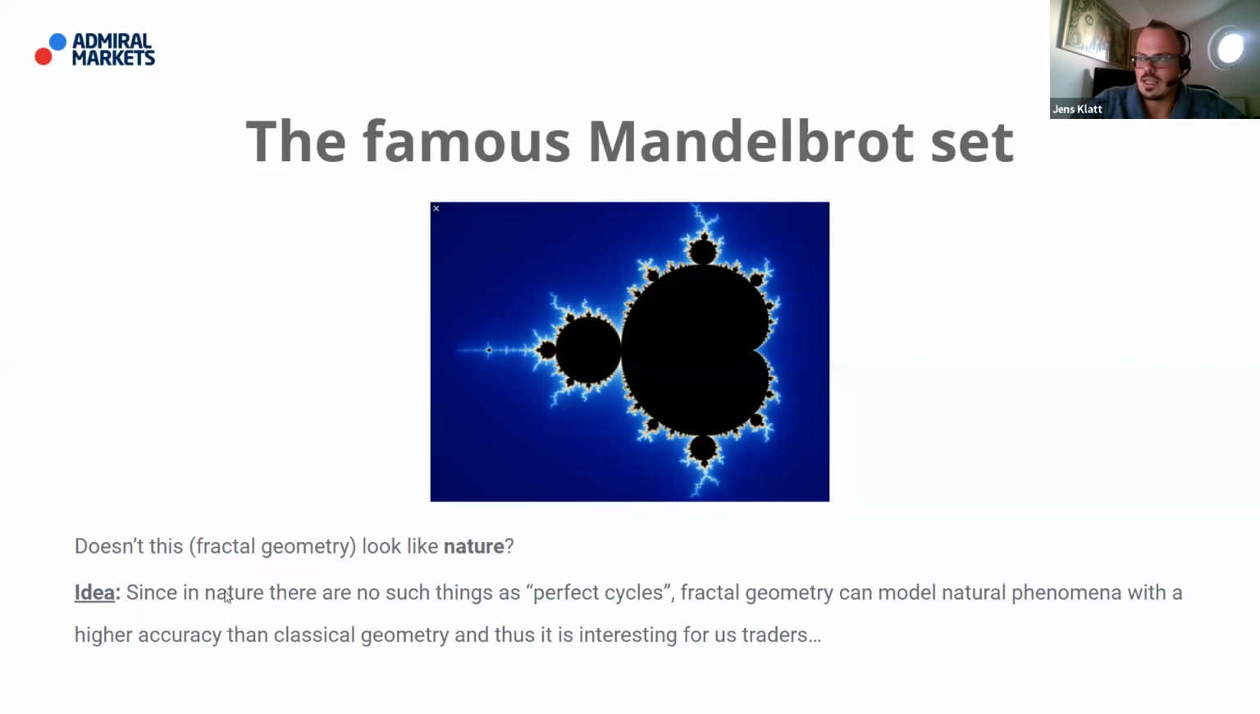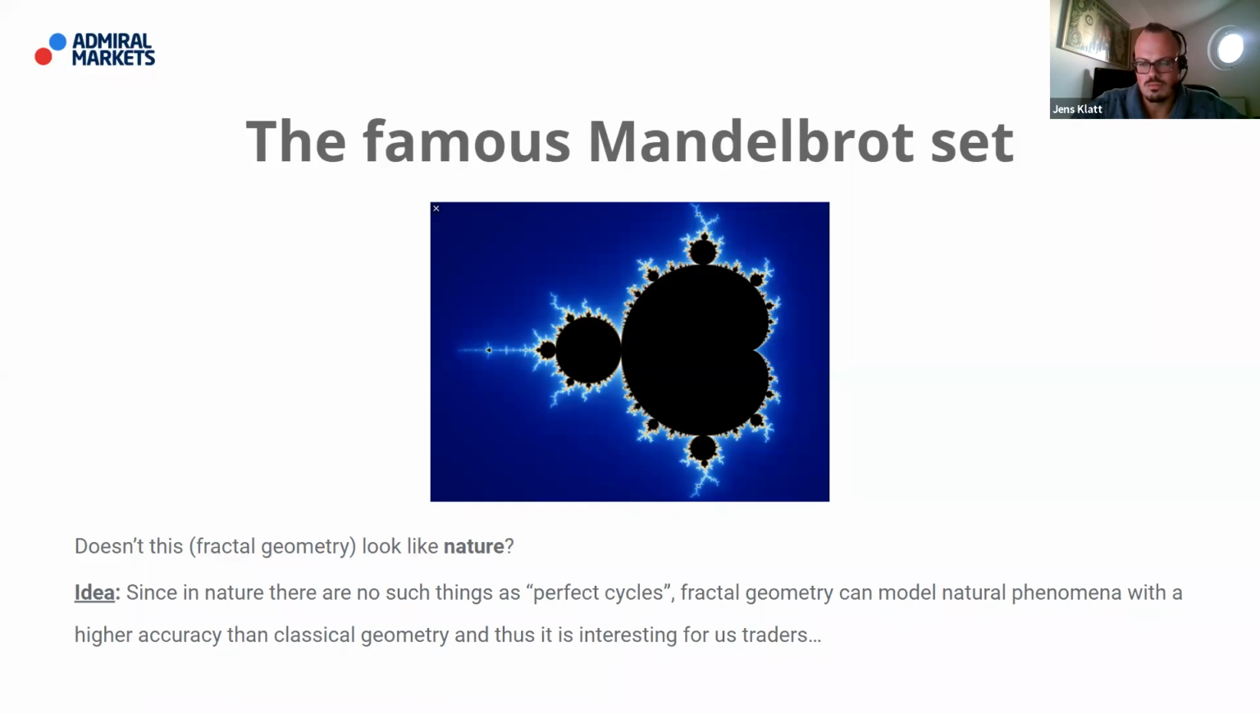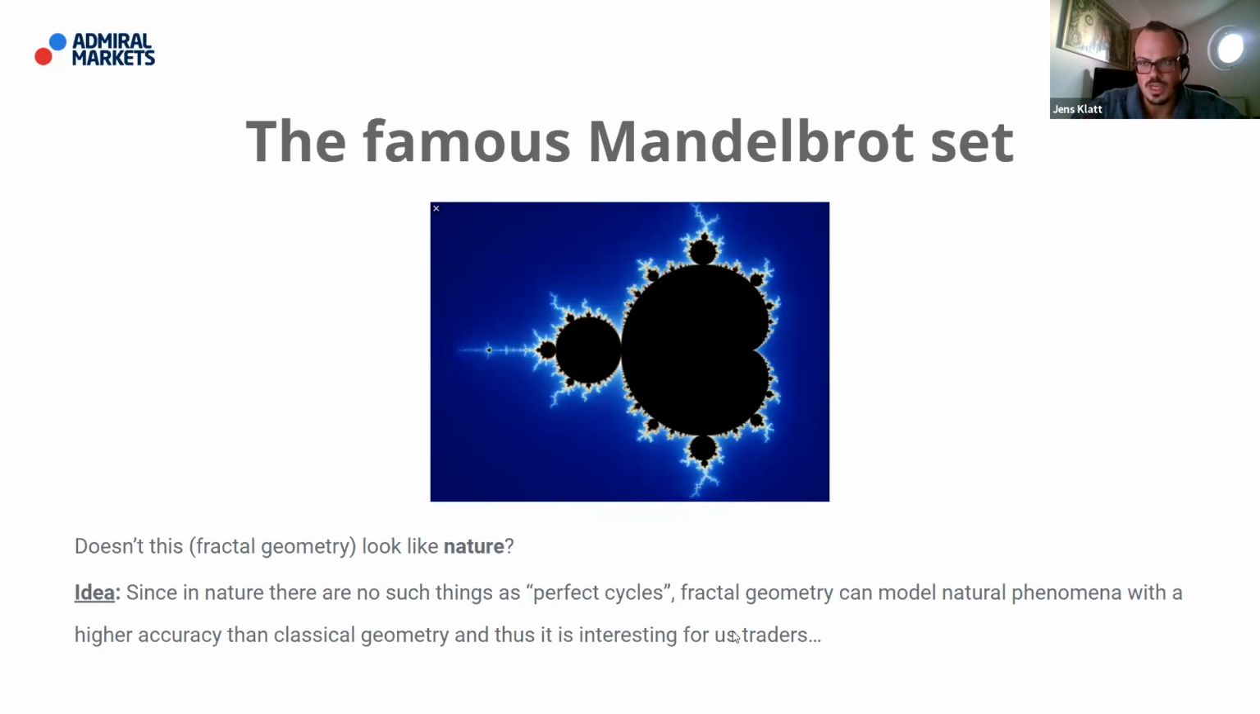And now our idea is, since in nature there are no such things as perfect circles, for example, so you don't get a circle which is completely round, in fact, but this has also to do with the fact that we're talking about pi and it's an irrational number and everything. But the thing is, there is no such thing as a perfect circle. Nature is not perfect. And this means that fractal geometry then can model natural phenomena here with a higher accuracy than classical geometry, and thus is interesting for us as traders, because day to day in our business, when looking at charts, for example, or looking at patterns you may see in the chart, they are also not perfect.